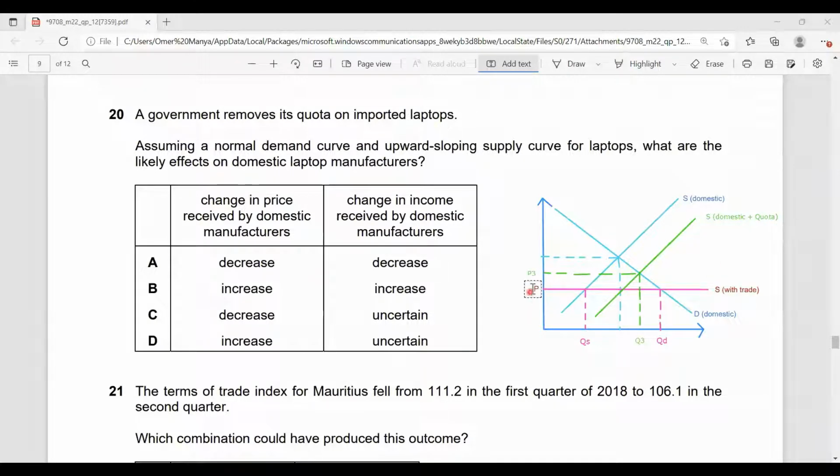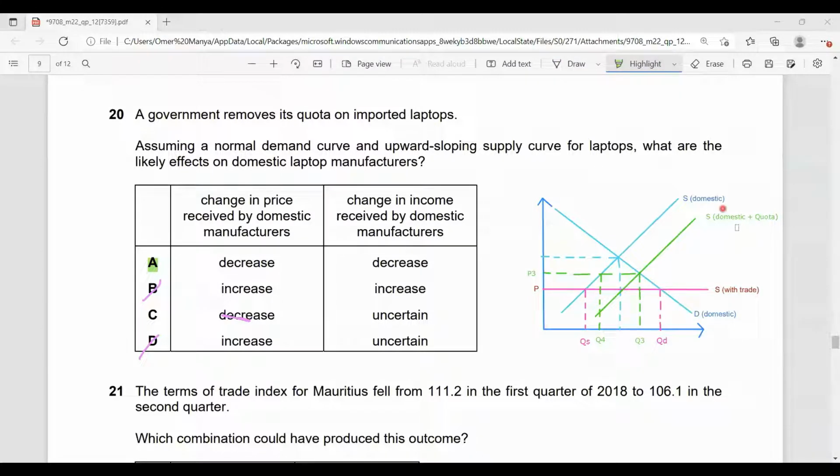As you can see, with this quota, the price has been pushed up to P3 because the supply has now become more limited. At this higher price, the local producers are now willing to supply slightly more product. So instead of QS, they're now willing to supply Q4. And sadly, because the price has increased, the consumers will only want Q3 products. So the amount of imports has decreased. The revenue received by local producers has increased because of this higher price. And so will their income, right?